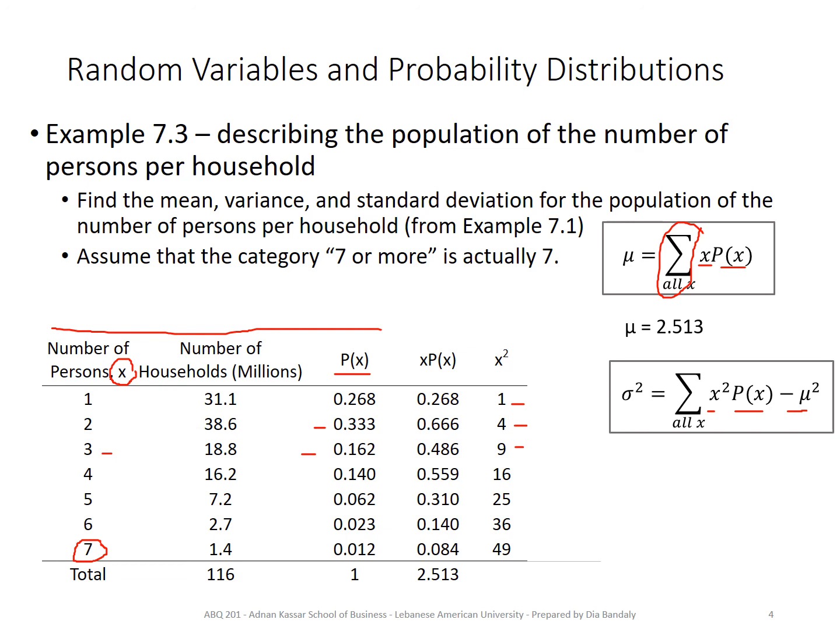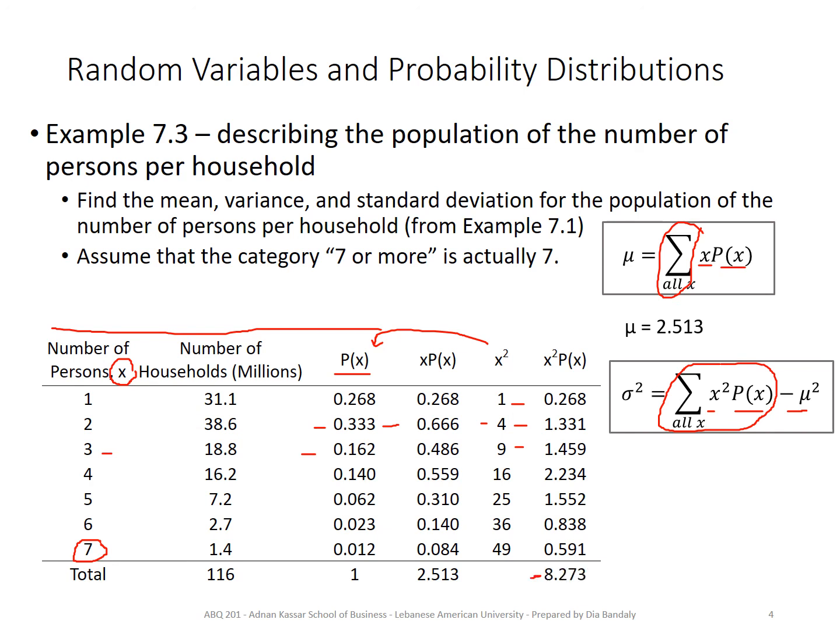Now I need to multiply each one of these by p of x. So I'm multiplying by that, and I will add a column for this. So the first one is 1 times 0.268, which is 0.268. The second one is 4 times 0.3333, which gives 1.331, and we do the same for all. Now, in order to get the first part of this equation, I do the summation here, right? So I sum up this column and I get 8.273.